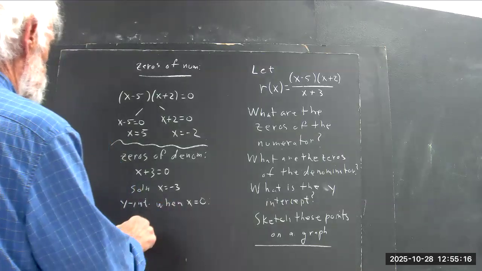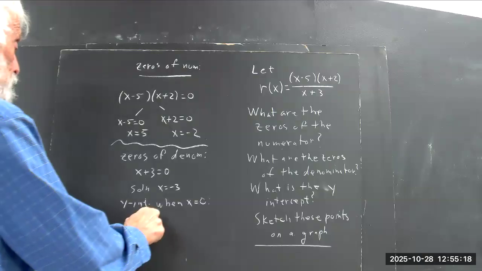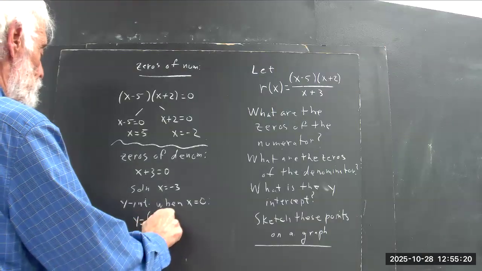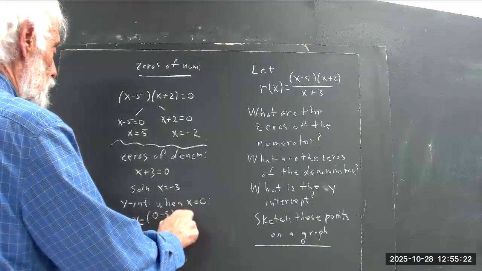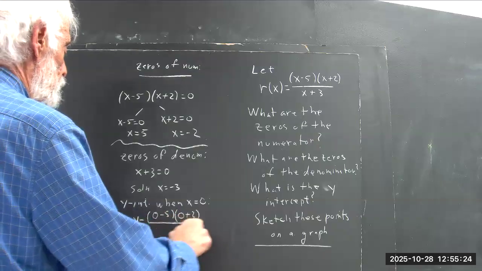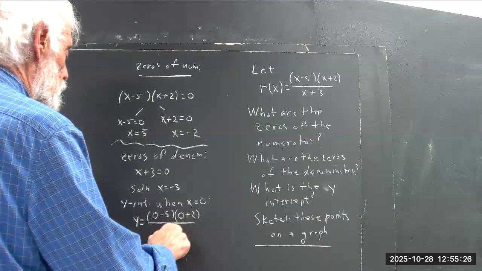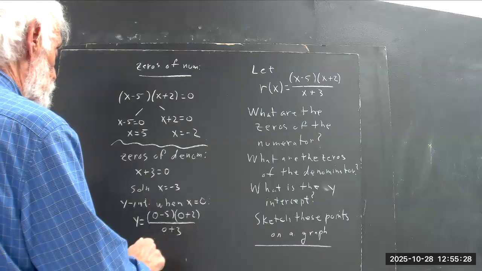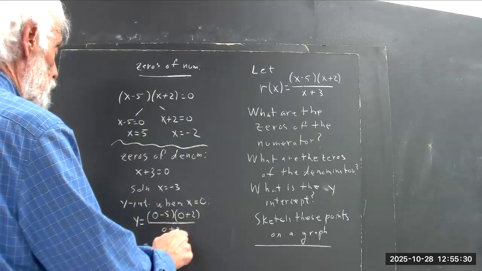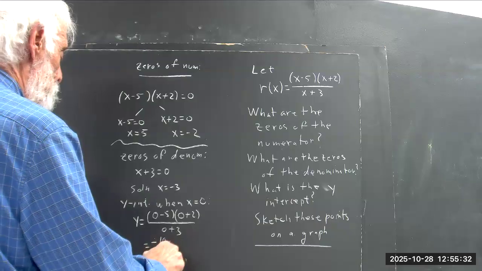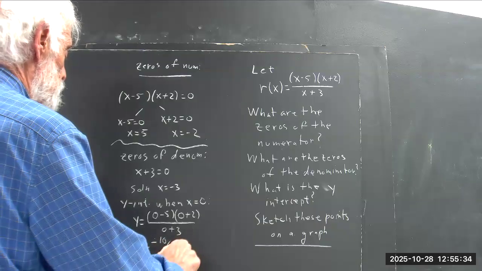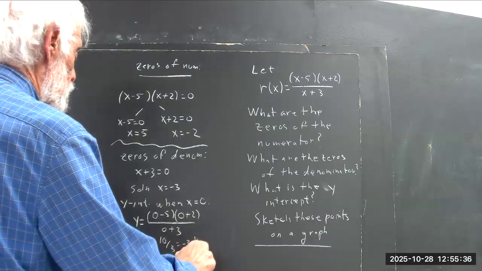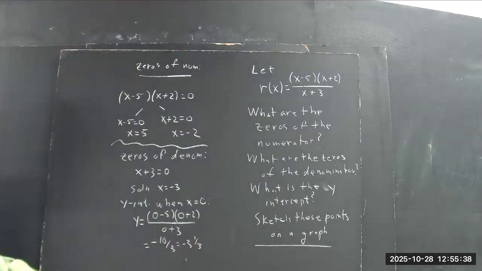Y-intercept. When x equals 0. So you get y equals 0 minus 5 times 0 plus 2 over 0 plus 3. That's -10 over 3. If you're going to put it on a graph, you probably want to see that it's -3 1/3. Okay? I think that's pretty much what everybody got.